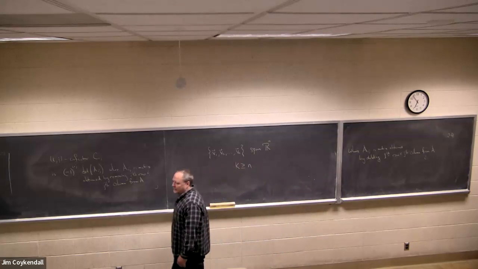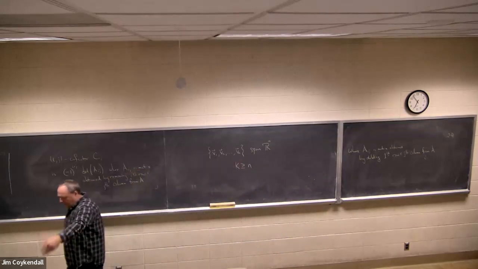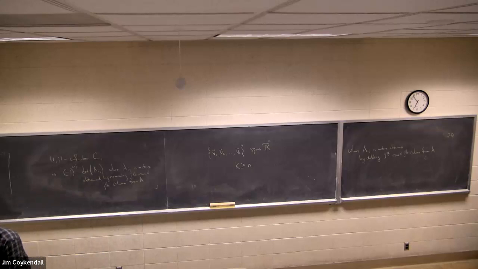By the way, what if I had said this set of vectors, forget spans, is a linearly independent set of vectors in Rn? What's the relationship? K is less than or equal to n, right? Because in Rn, the largest linearly independent set you have is n. So if it's linearly independent, there could be no more than n.